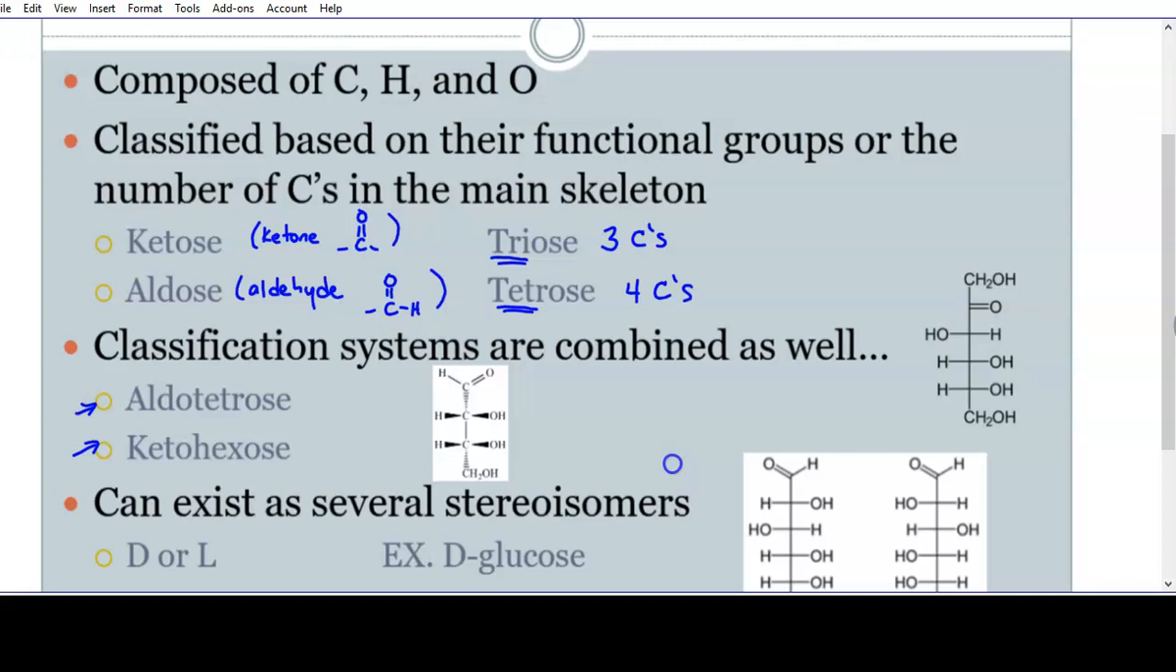What I'd like you to notice is there are example pictures of each of these. This one right here has 4 total carbons: 1, 2, 3, 4. So it's a tetrose. And I'd like you to take note that this up here is an aldehyde. So there's your aldotetrose. And then over here, this is called a Fischer projection. We're going to talk about those in a lot more detail shortly.